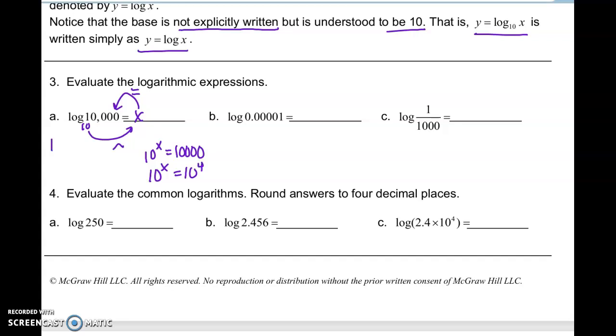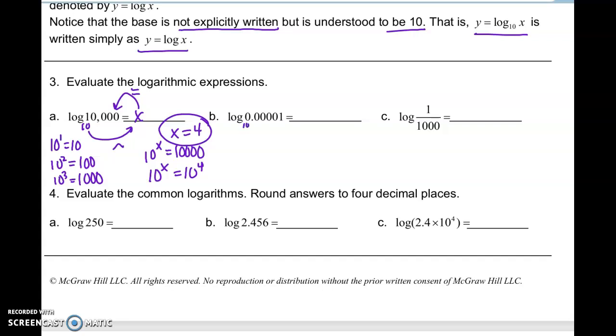And if you don't recognize that, you can put it in your calculator and see 10 to the 1st is 10, 10 squared is 100. And you kind of will see the pattern here. Each time you raise the power, another power of 10, it attaches a 0. So 10 to the 4th would be 10,000. So that means that my exponent, or my answer here, would be 4.